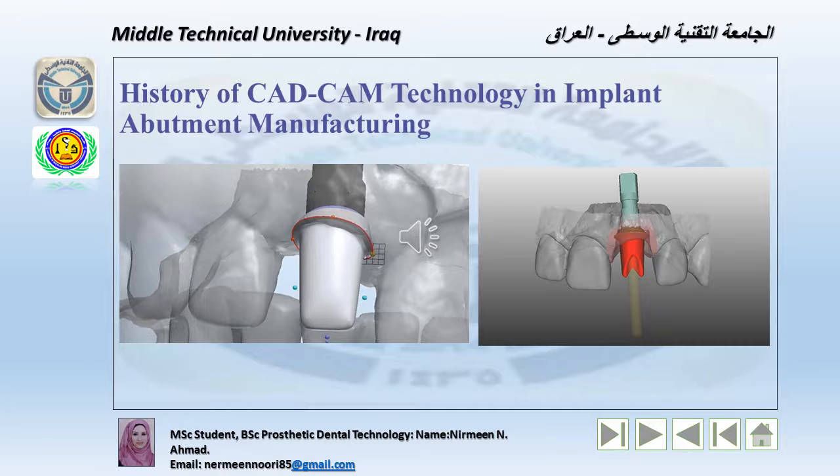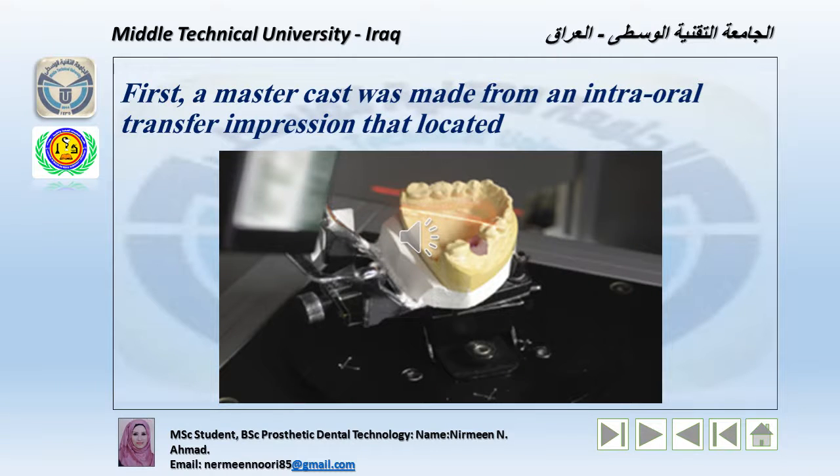implant abutment. The first step of abutment manufacturing is that the master cast is made from the intraoral transfer impression that locates: number 1, the intra-arch position of the implant to be restored; number 2, the soft tissue contour around the implant; number 3, the neighboring teeth; and number 4, the opposing occlusal clearance. This master cast and its opposing cast were scanned individually and then virtually articulated within the design software.